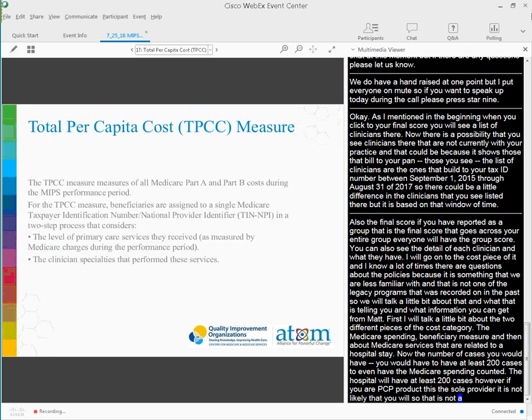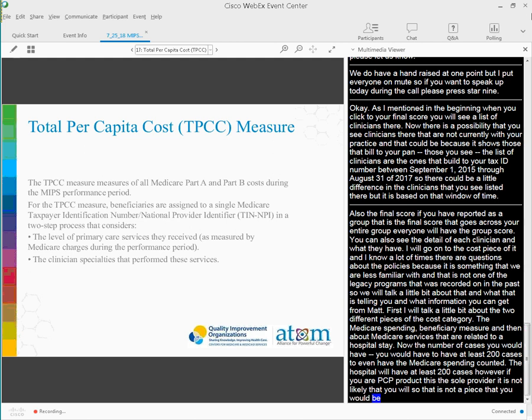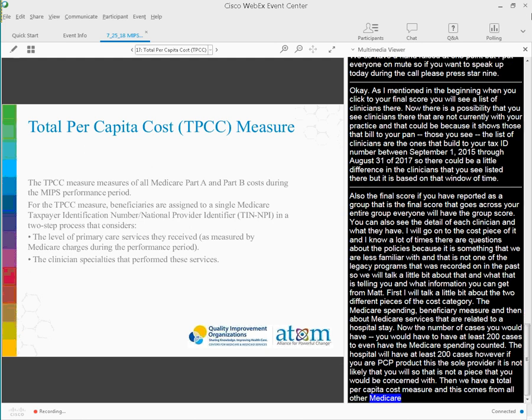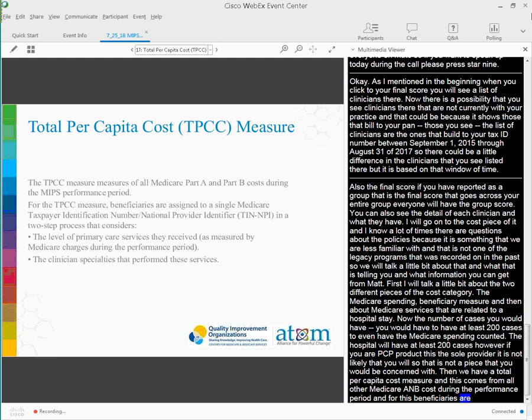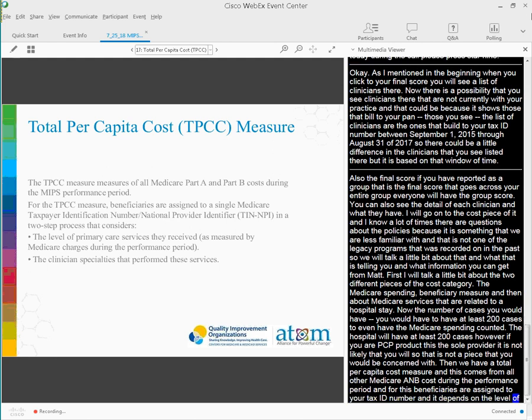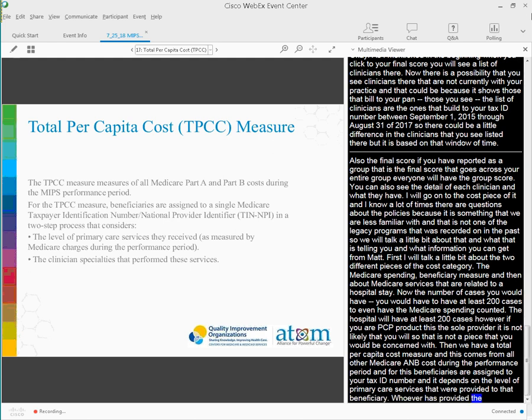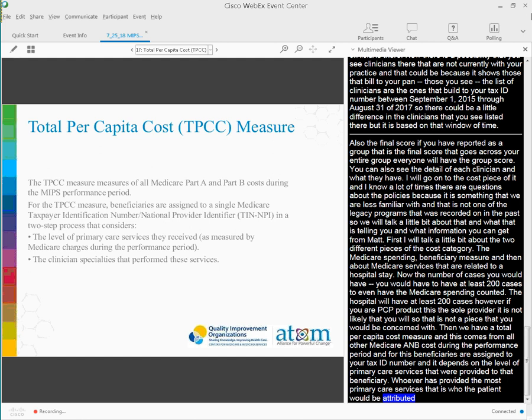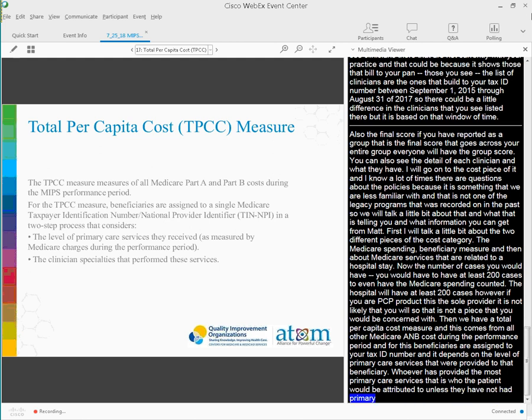And then we have the total per capita cost measure, and this comes from all of the Medicare A and B costs during the performance period. And for this, beneficiaries are assigned to your tax ID number, and it depends on the level of primary care services that were provided to that beneficiary. So whoever has provided the most primary care services, that's who the patient would be attributed to, unless they have not had primary care, and then it would be the specialist that would be assigned that patient.